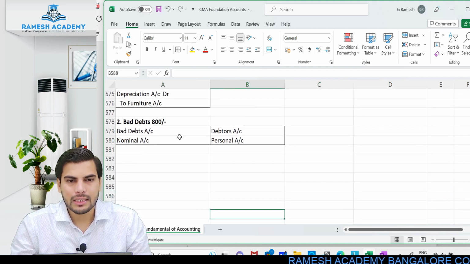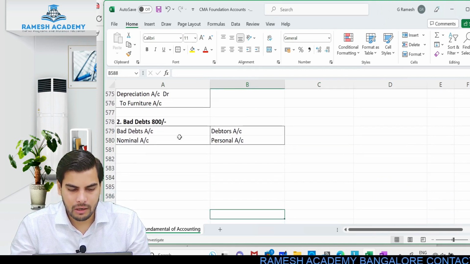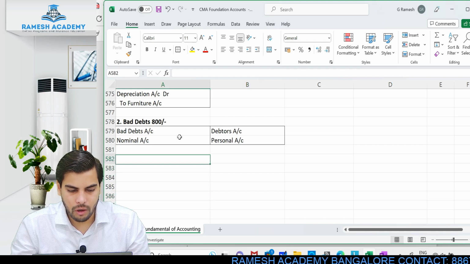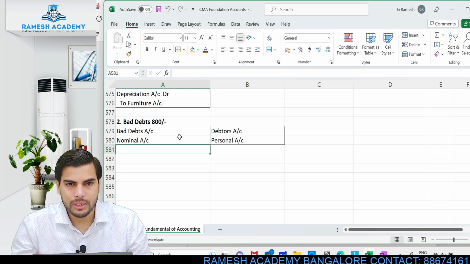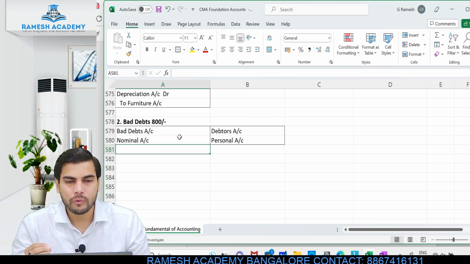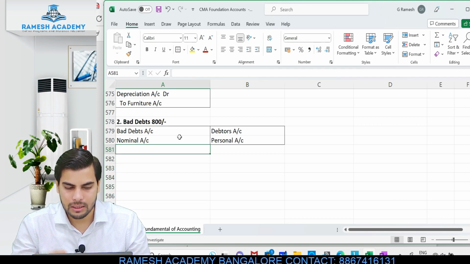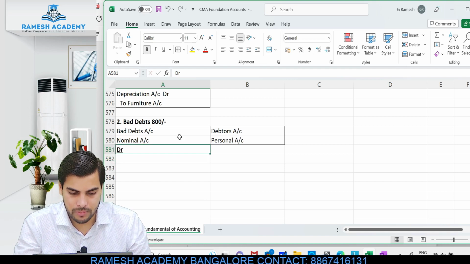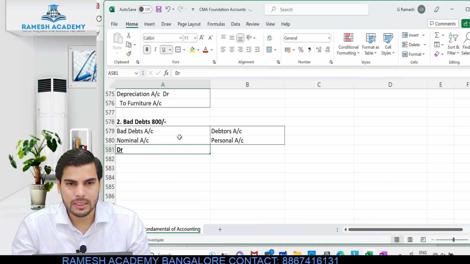Now understand this. Let us just apply the rule of nominal account and personal account. So what is the rule of nominal account? Debit all expenses and losses, credit all income and gain. So this bad debts is what? The amount which I'll not be able to recover from my customers. So this is loss. Therefore, we'll just be debiting it. Debit all expenses and losses.